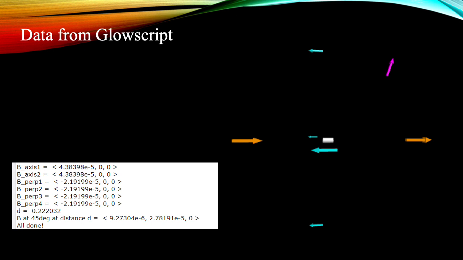Here's the graphical representation of the coding you saw in the previous slide. The blue are the off-axis arrows, and the orange are the on-axis. And in the bottom left corner, you can see b-axis 1 through 2 values and the b-perp 1 through 4 values. You can see that d is equal to 0.222032, and that b at a 45-degree angle is the purple pinkish arrow in the top right corner.